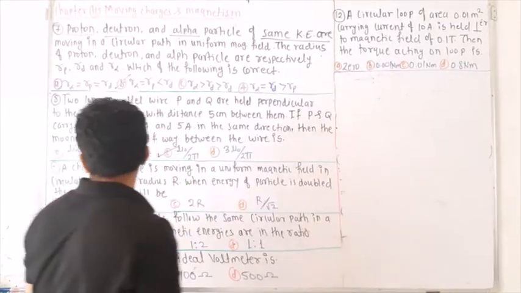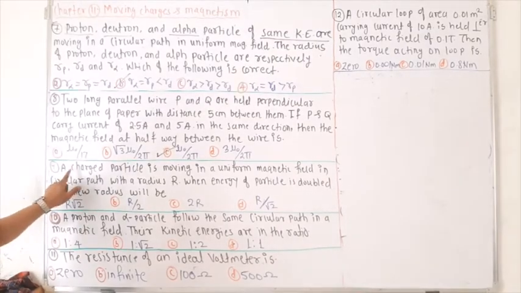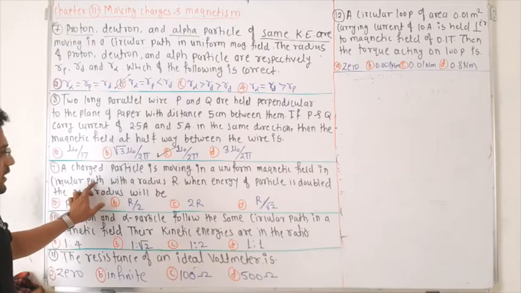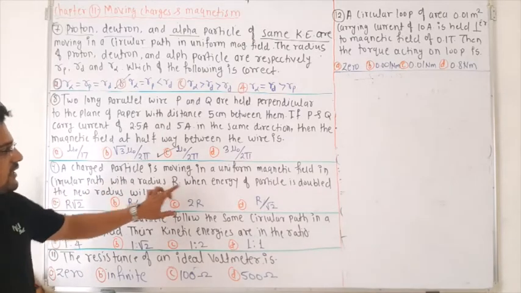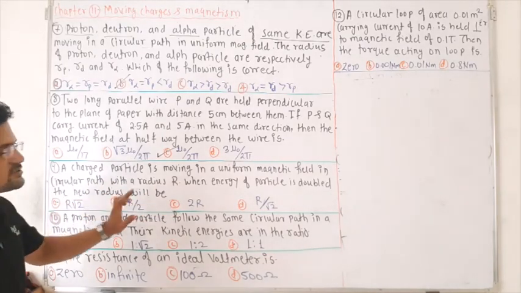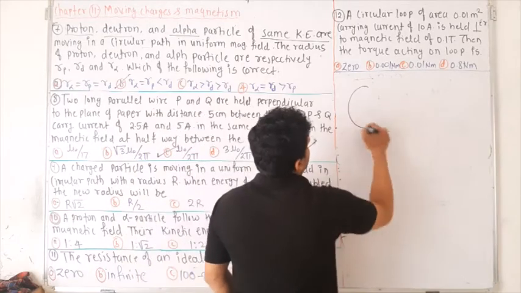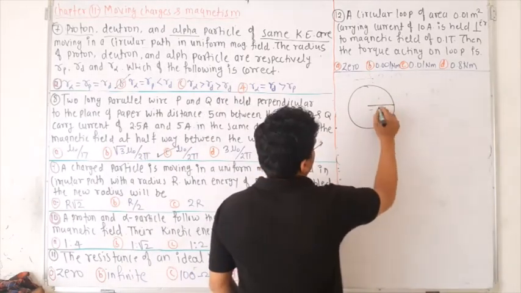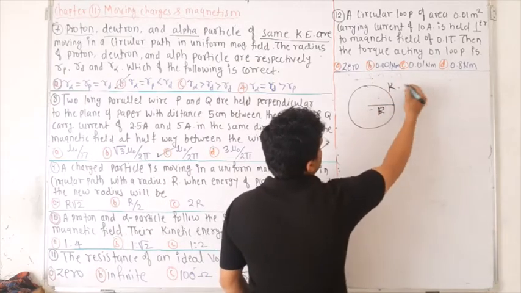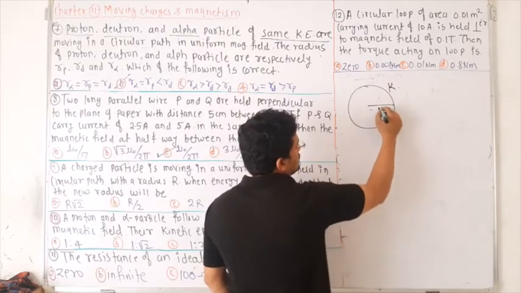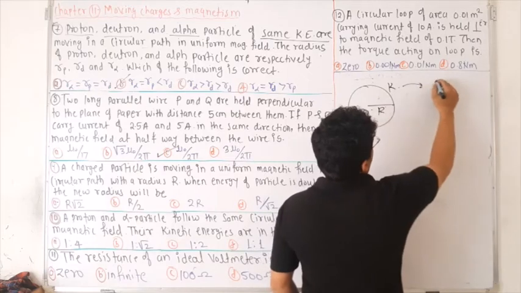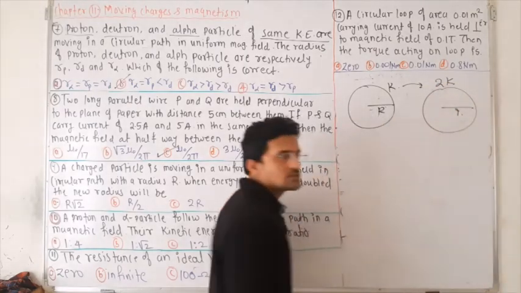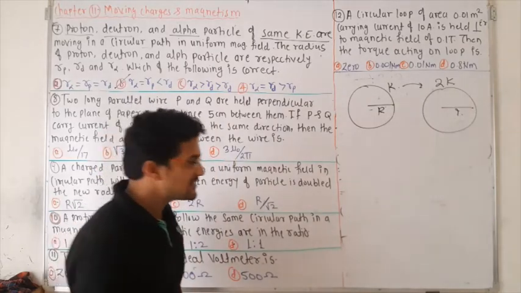So problem number 9. A charged particle is moving in a uniform magnetic field in a circular path of radius r. When the energy of the particle is doubled, the new radius will be? So the charged particle is moving in the radius R, and the kinetic energy is K. Now suppose the kinetic energy is doubled, that means 2K, what will be the new radius of this circular path? It is not going to be the same.